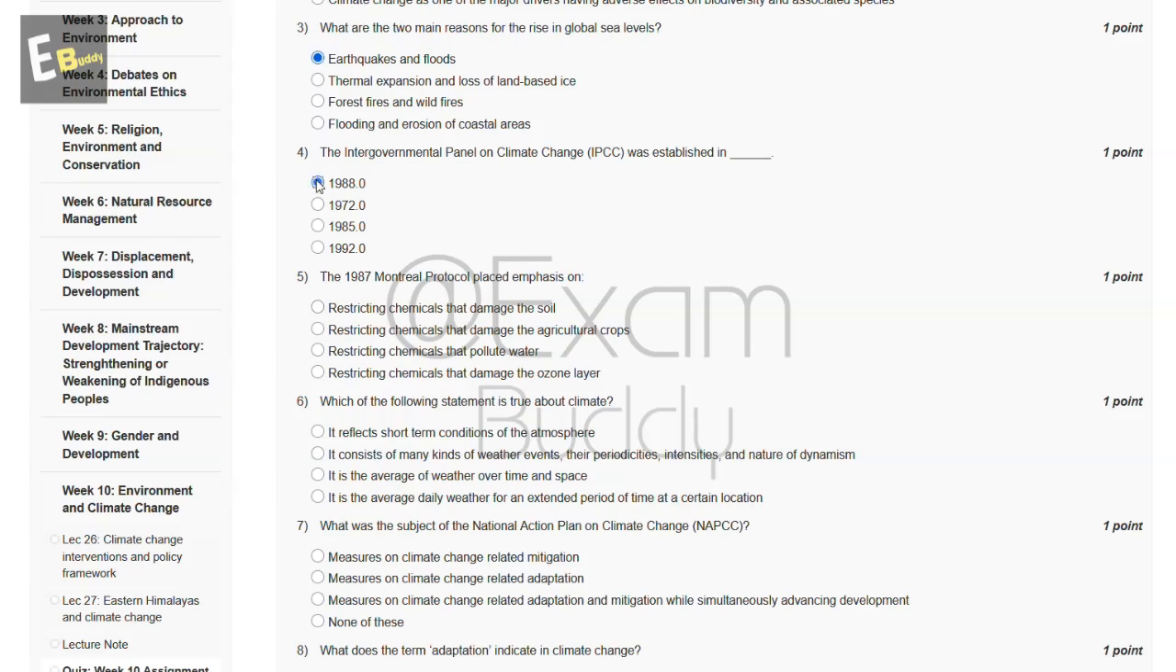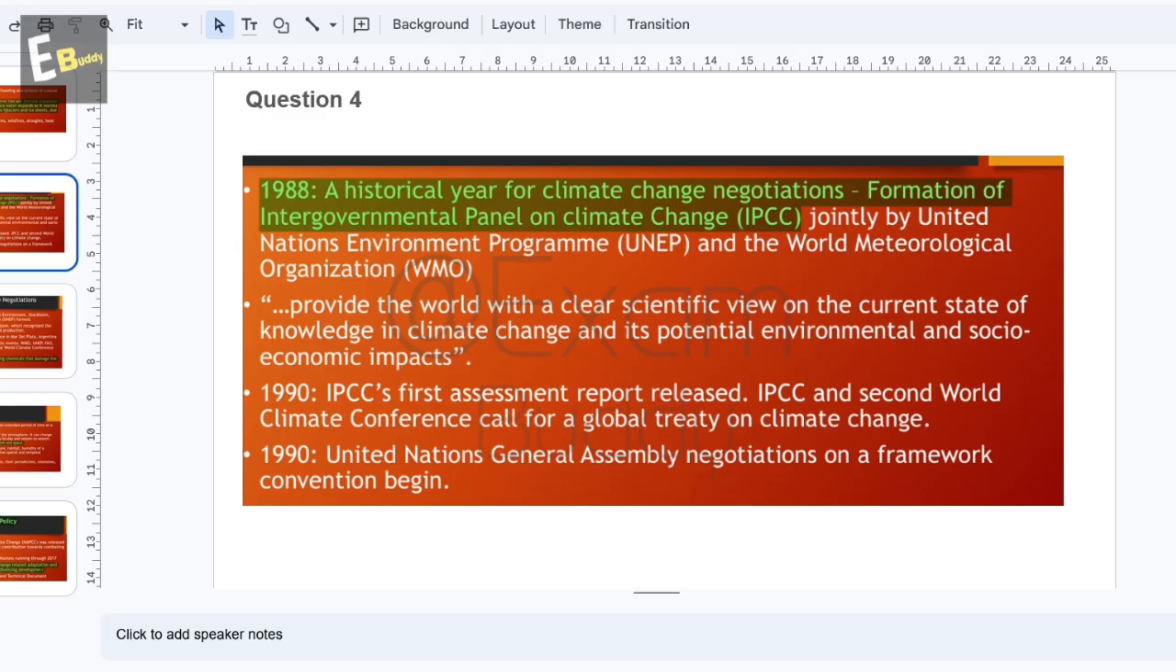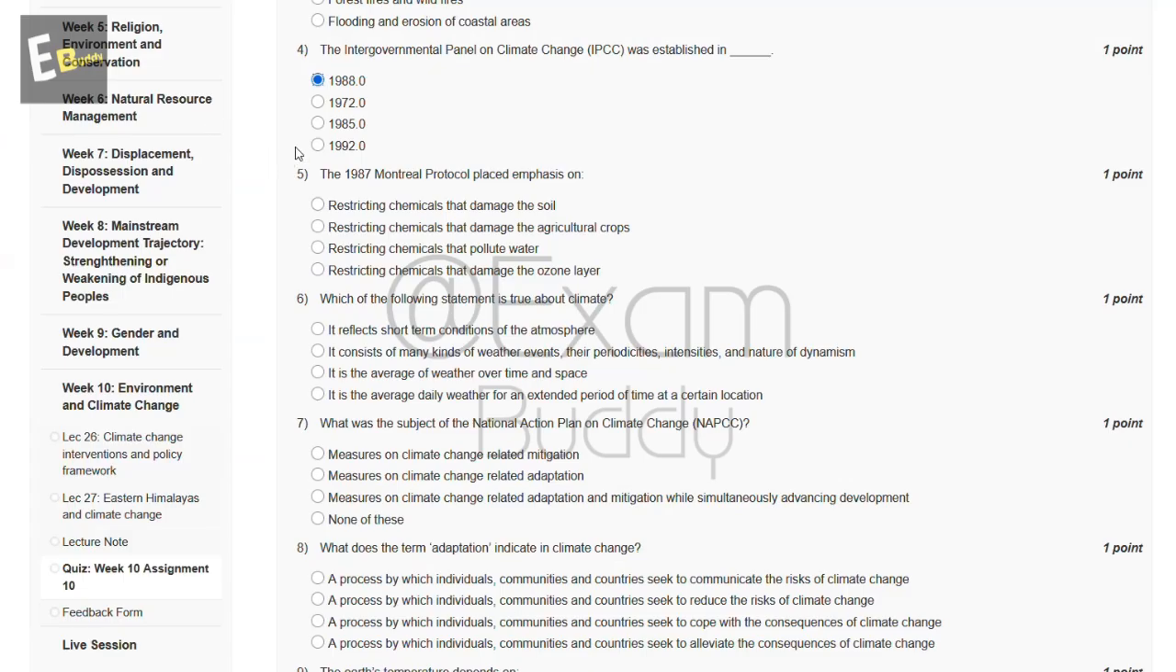Now the fifth question is the 1987 Montreal Protocol placed emphasis on. So these are the options. And now let's check the answer of our fifth question. So question fifth, 1987 Montreal Protocol on restricting chemicals that damage the ozone layer. So the answer of our fifth question is C.